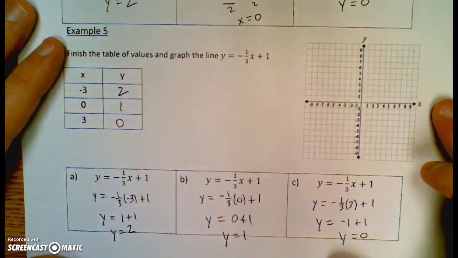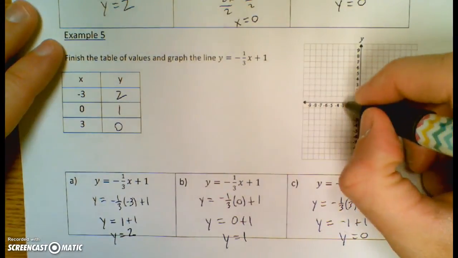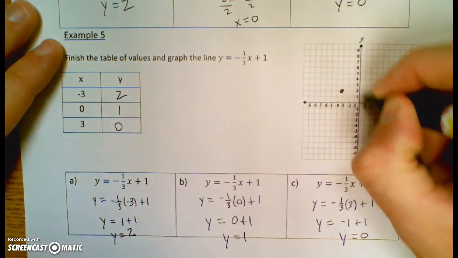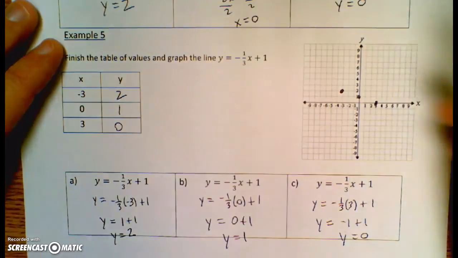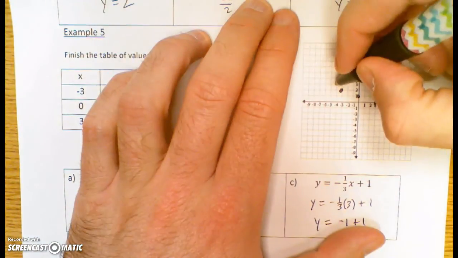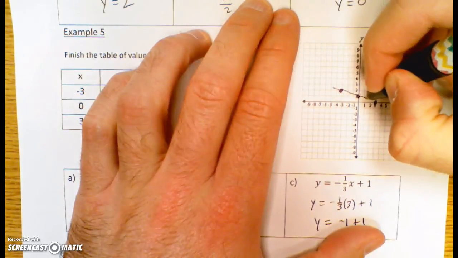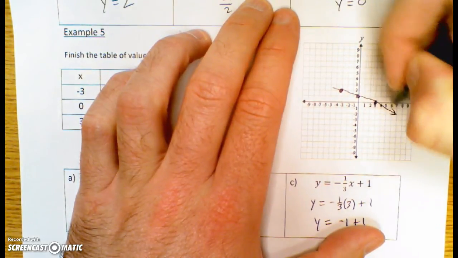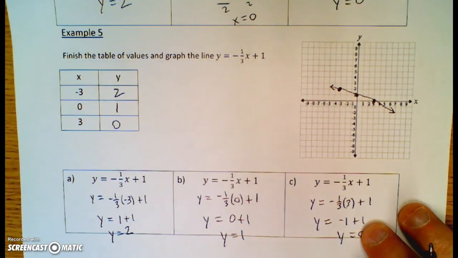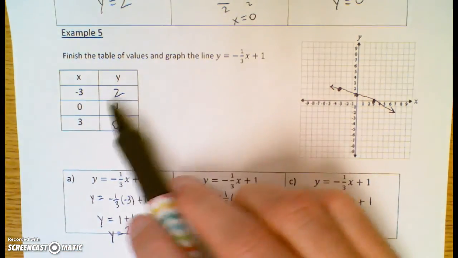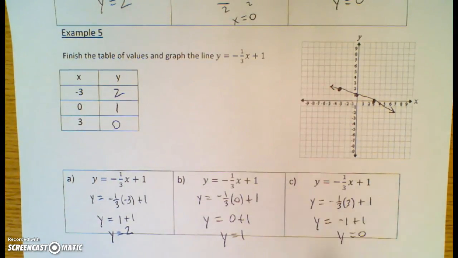So let's plot those points. -3, 2, 0, 1, and 3, 0. And then you can draw your line through your points. Okay, try the practice problems with these. You'll be given an equation, you've got to fill in the table, and you can use the spaces available to graph. Good luck.